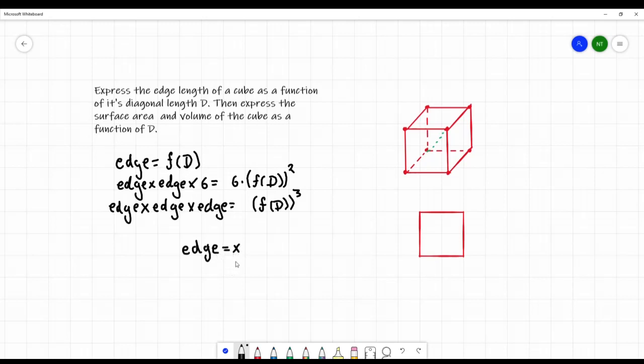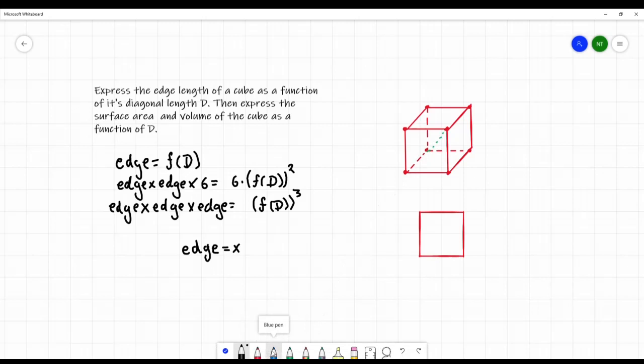Okay, so now we could go back to our original problem. How are we going to find this diagonal? Okay, good question. You guys have an idea? Yes, you're right. The Pythagorean theorem. We're going to use the Pythagorean theorem.